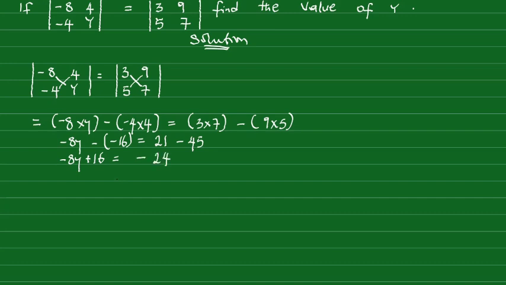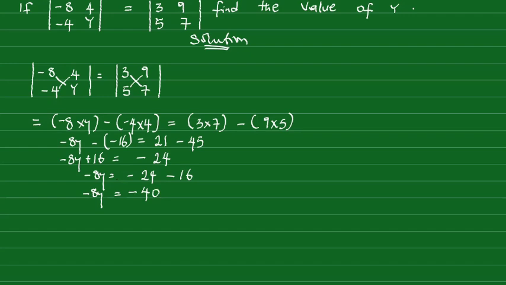We take plus 16 to the other side of our equal to, so we have -8y is equal to -24. Plus 16 goes this way and it becomes a minus 16. So we have -8y is equal to -24 minus 16 gives us -40.